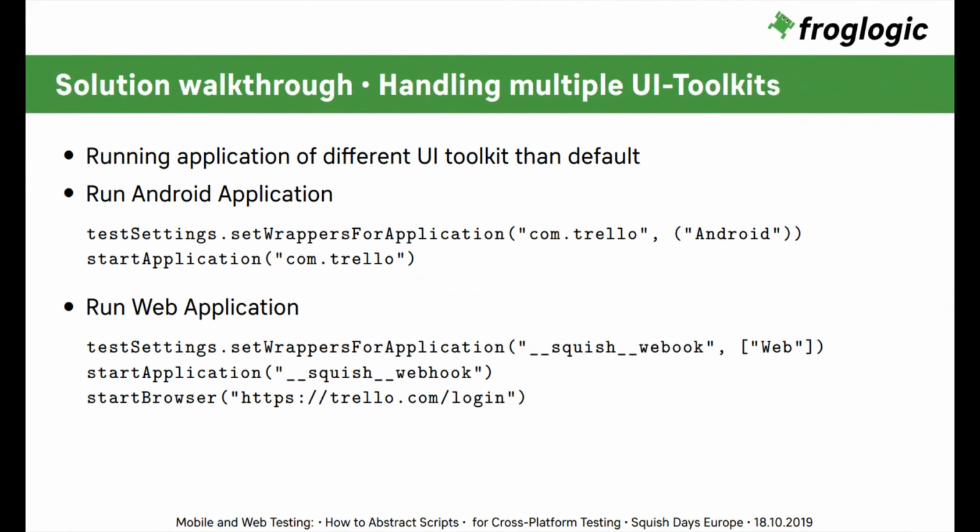If our test suite is Android type, how to test a web application there? And vice versa. If our test suite is a web type, how to run tests for an Android application there? The solution is very simple. Squish provides a global testSettings object which offers a setWrappersForApplication method. This function associates a list of wrappers with the specific application. We will call this method before starting the Android application or starting a browser for the web application. You can see details on the screen.